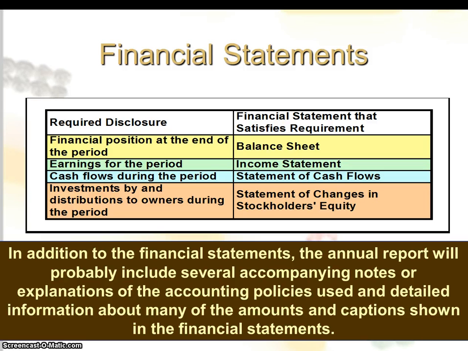So let's talk about what the four core financial statements are. The first one is a balance sheet. It basically gives you financial position at the end of a period. The income statement is earnings for a period. The cash flow statement demonstrates sources and uses of cash. And statement of changes in stockholders' equity indicates changes in either investor contributions or distributions during a period. Of these four financial statements, we're going to concentrate on the balance sheet and income statement at the outset of the class.